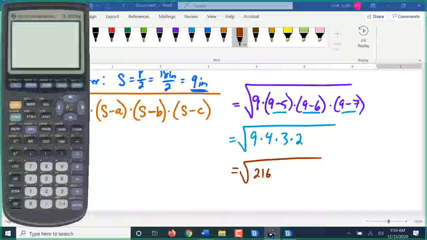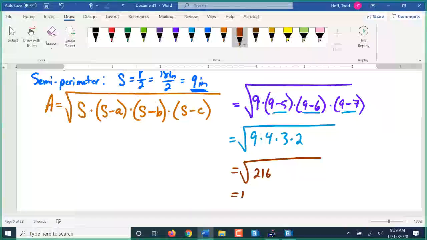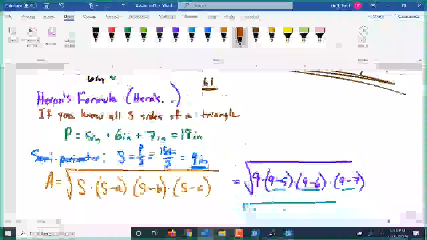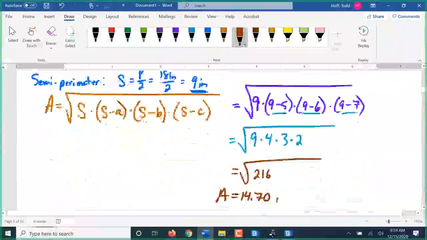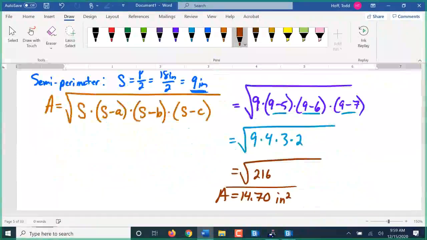Now when I put this in my calculator, I'm actually going to put in the 9 times 4 times 3 times 2, just to make sure I did that correctly. 14.696, 14.70 we're going to call it. That is the area of that triangle. The sides were in inches, so this is in square inches.